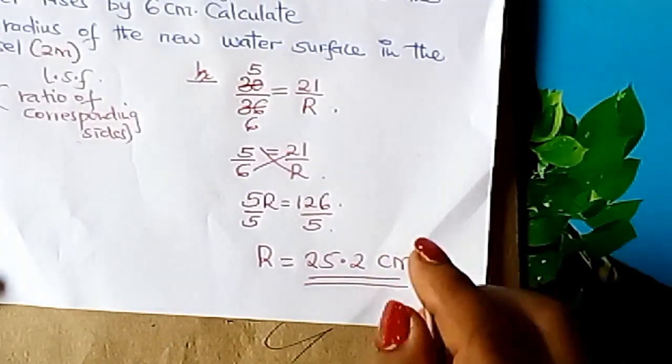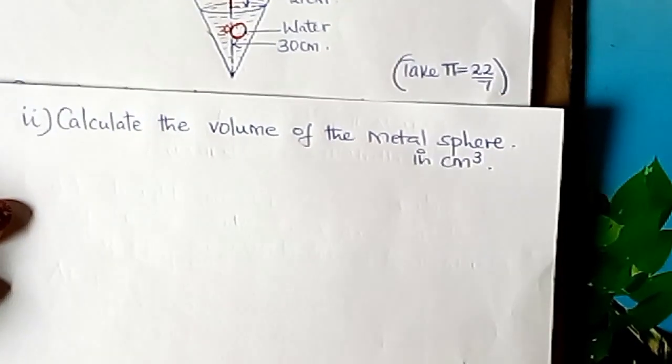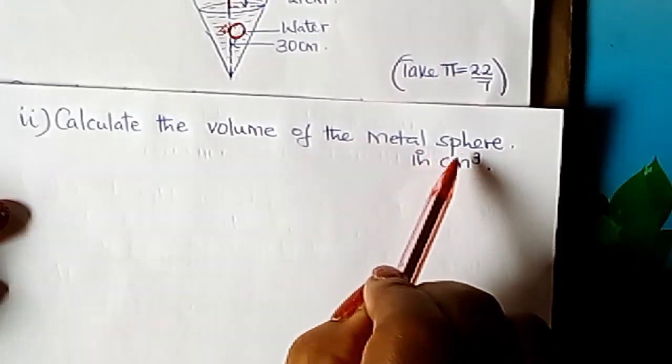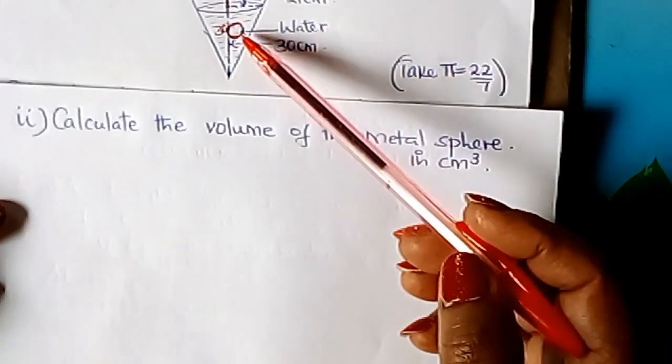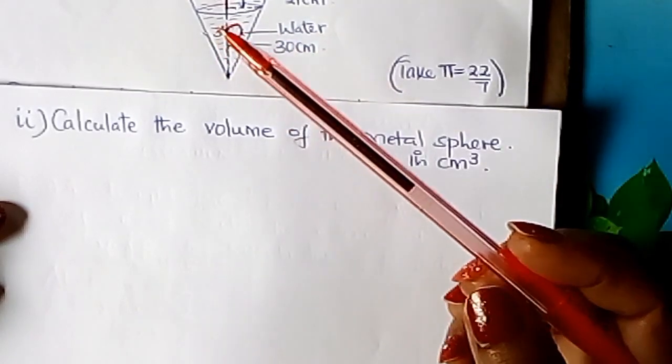That is the radius of the new water. We go to part 2 of the question, Lana. Calculate the volume of the metasphere in centimeters cubed. What is the volume of this metasphere in the air in centimeters cubed?